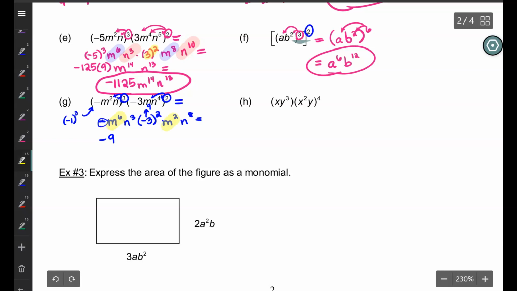And then I have m to the 6th, m squared. So I want to combine those. So we're going to add the exponents now. So that's going to be m to the 8th. And then I'm going to combine n to the 3rd and n to the 8th. And that's going to be n to the 11th.